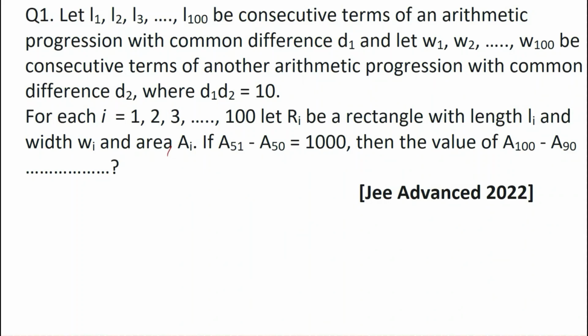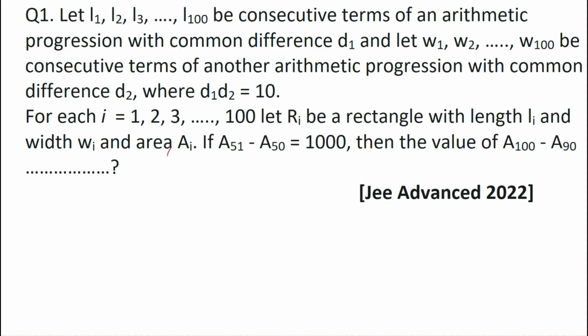Hello students, here we have a question from JEE Advanced 2022 which says: let L1, L2, L3, etc. be the consecutive terms of an arithmetic progression with common difference D1, and W1, W2, W3, etc. be the consecutive terms of another arithmetic progression with common difference D2, where D1 into D2 is 10.